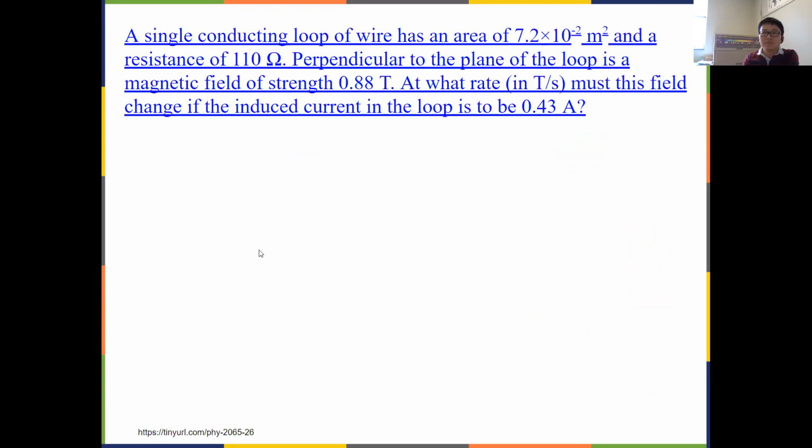Okay. Let's take a look at an example first. This one says a single conducting loop of wire has an area of 7.2 times 10 to the minus 2 meters squared and a resistance of 110 ohms. Perpendicular to the plane of the loop is a magnetic field of strength 0.88 Tesla. At what rate in Tesla per second must this field change if the induced current in the loop is to be 0.43 amps? Okay.